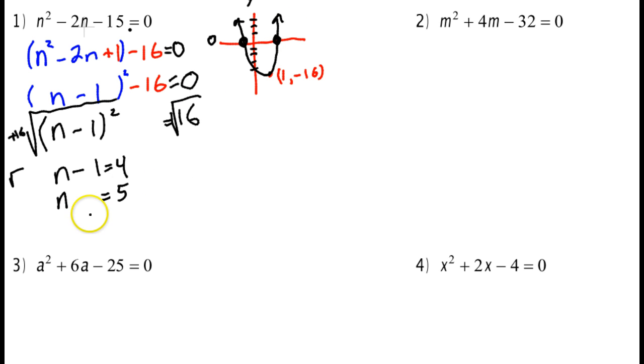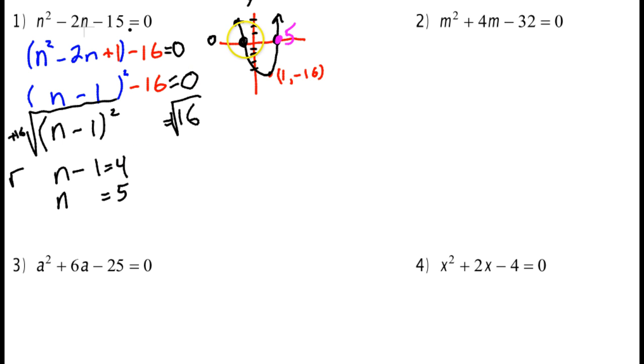Okay, where's 5 on the graph? Yeah, that's this one right here. So this is x equals 5. Are we finished? What about this other one over here?